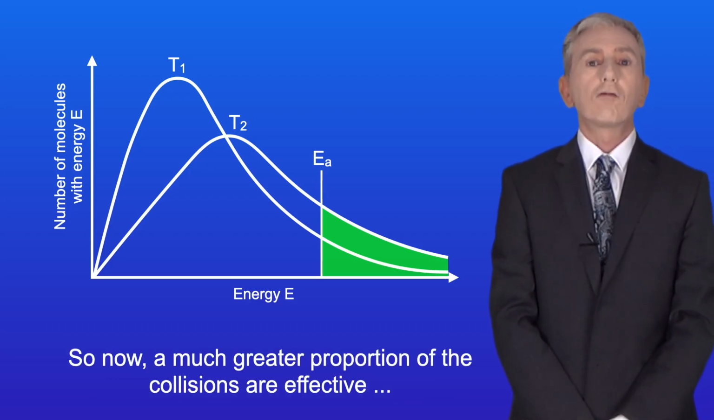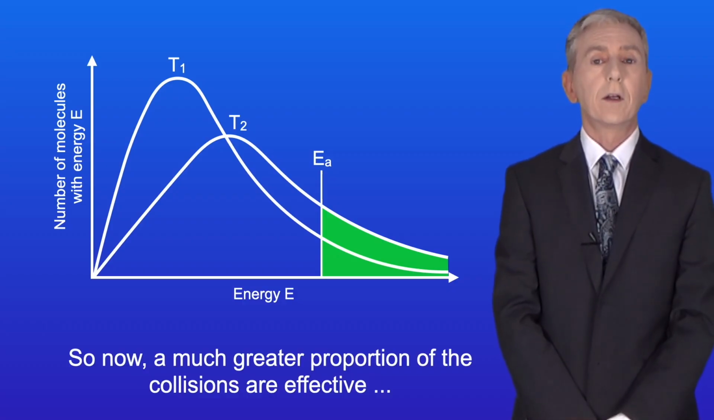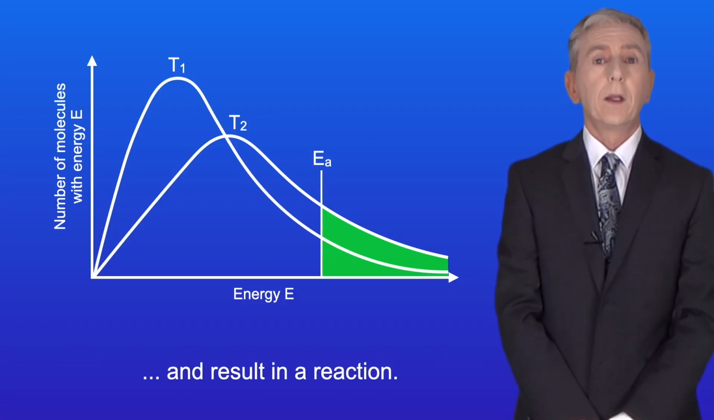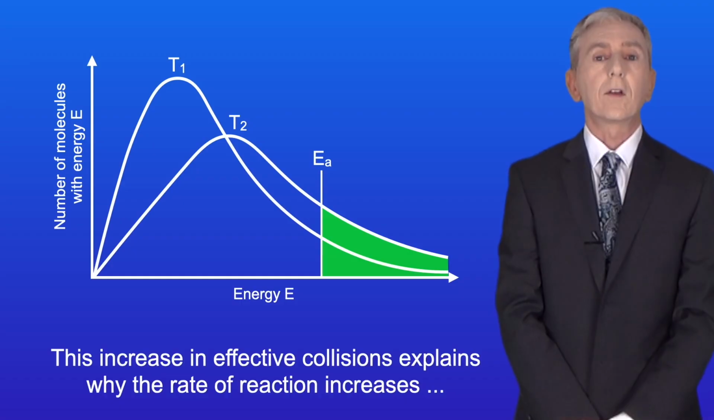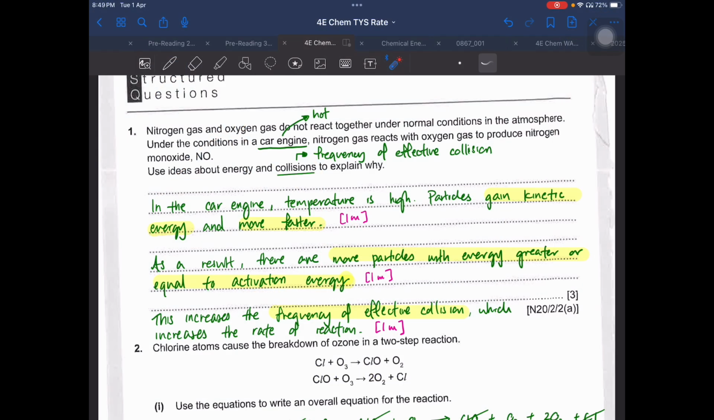So now, a much greater proportion of the collisions are effective and result in a reaction. And this increase in effective collisions explains why the rate of reaction increases at higher temperatures. Now, having watched the video, I hope you now take note of how to use this phrasing to explain the concept. Let's go on to take a look at the second question.